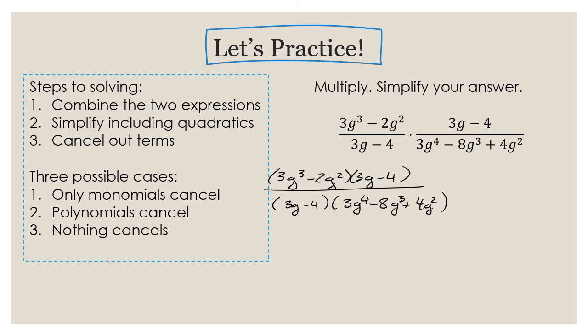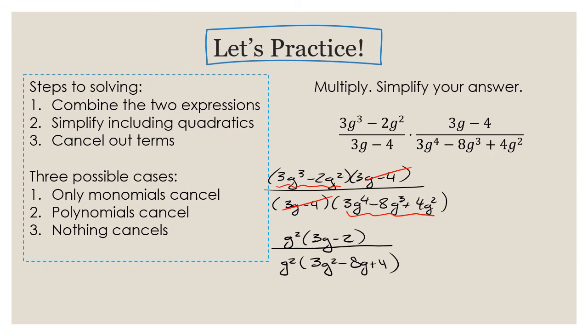Okay, so of this first expression here, I'm going to pull out a g squared. This one and this one are going to cancel right away. Right here, all of them have a g squared in common, so I'm going to pull that out too. So I can simplify a little bit. I'm going to get g squared times 3g minus 2 on the top. Remember, those other terms canceled. And here I'm going to get g squared times 3g squared minus 8g plus 4.